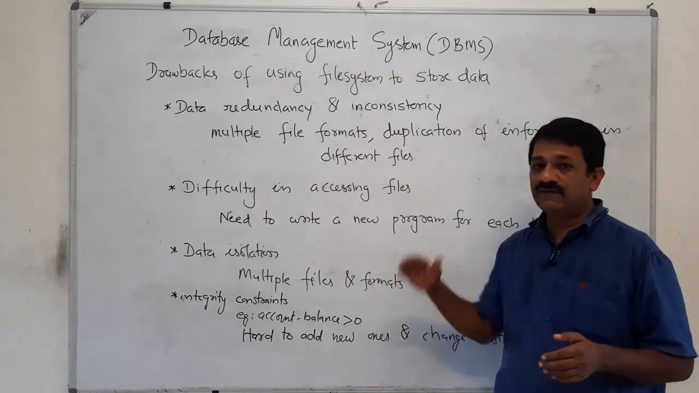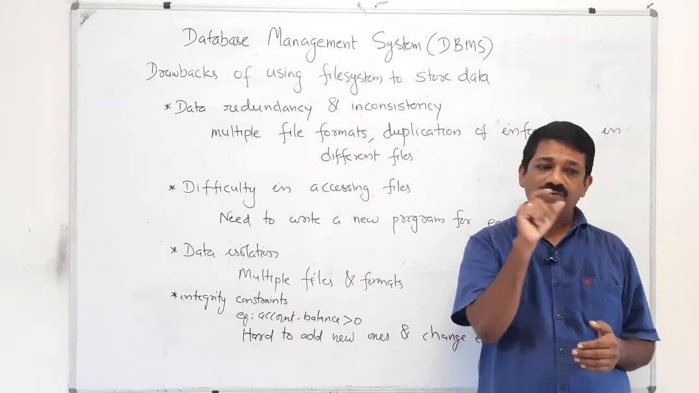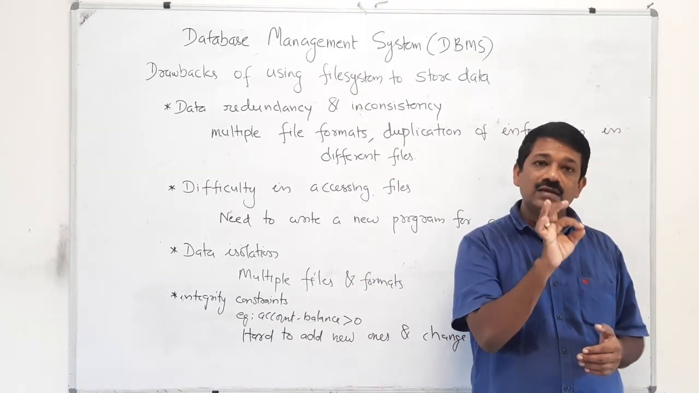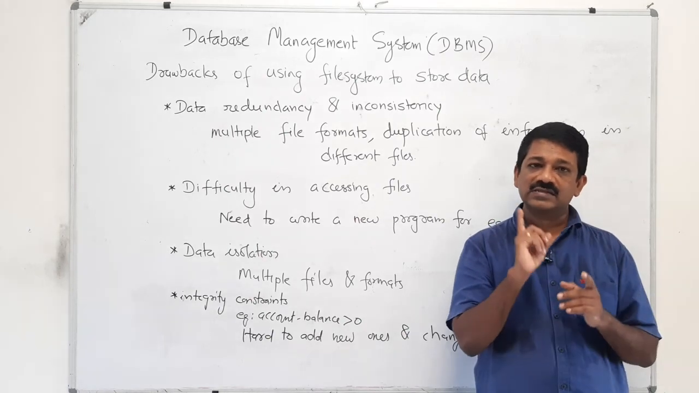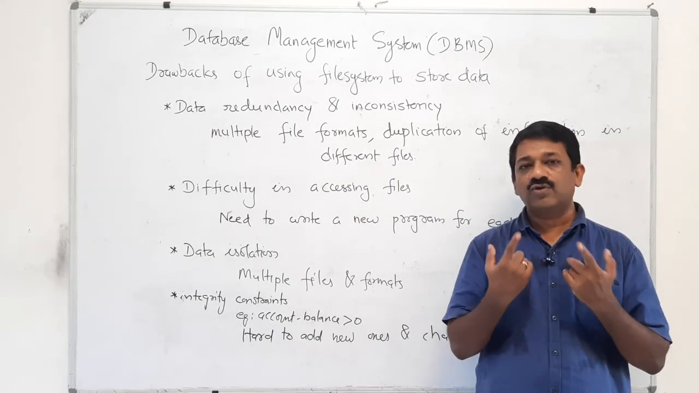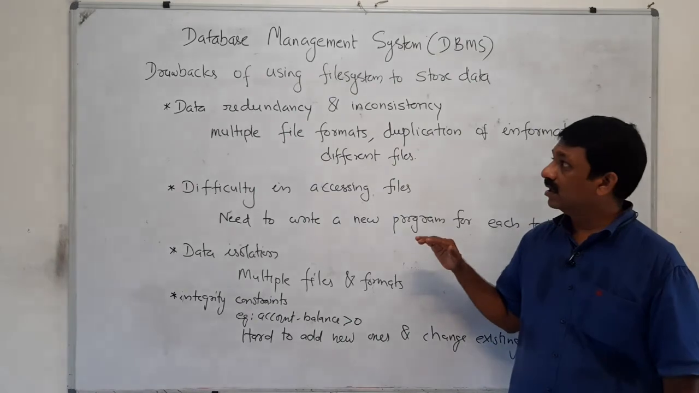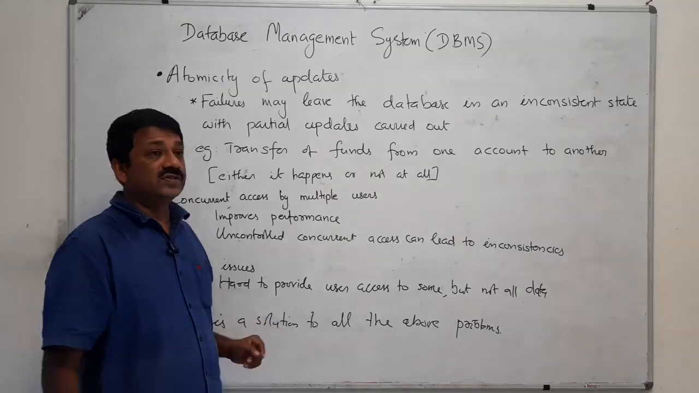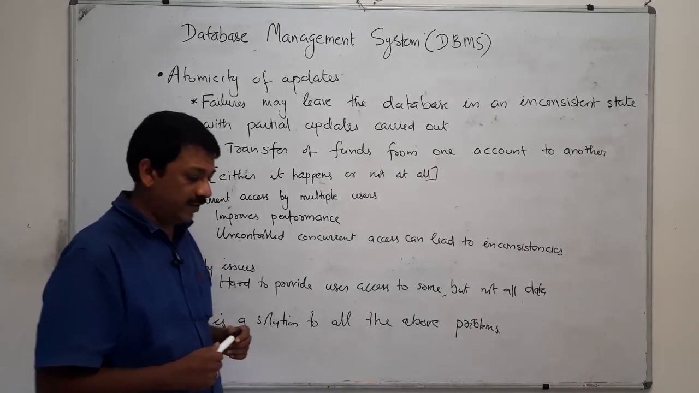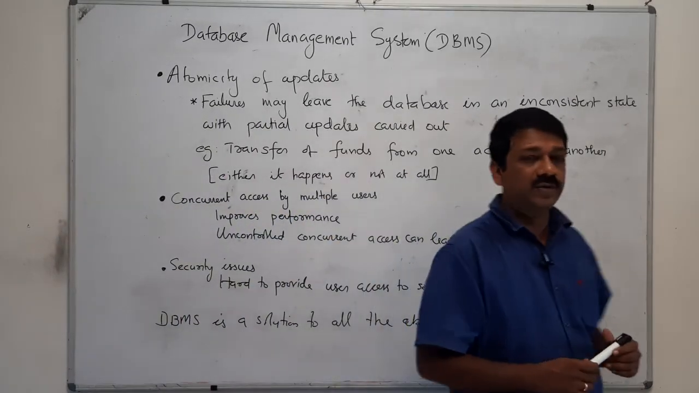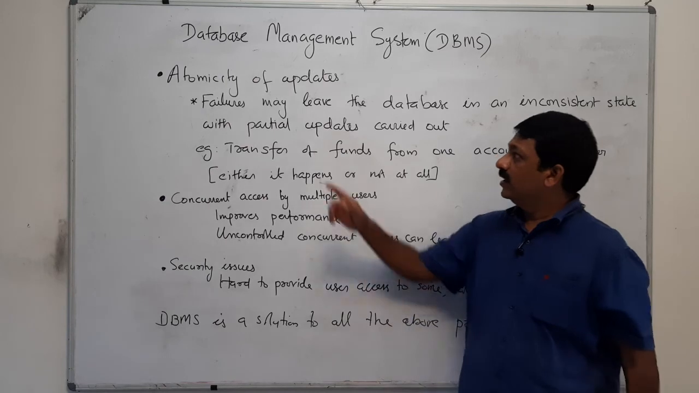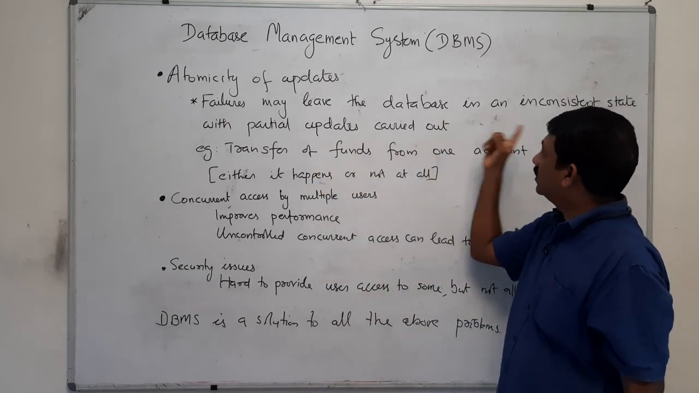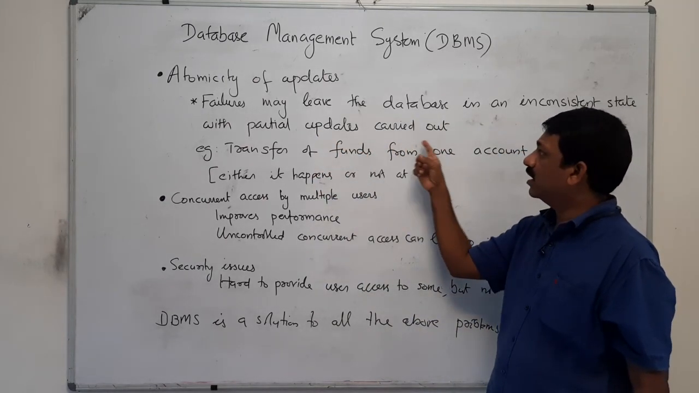Here, if you are using a DBMS, there is a single point where you have to update. That is the peculiarity of a DBMS compared to a file system. Next is the atomicity of updates. Atomicity of updates means that failures may leave the database in an inconsistent state with partial updates carried out.